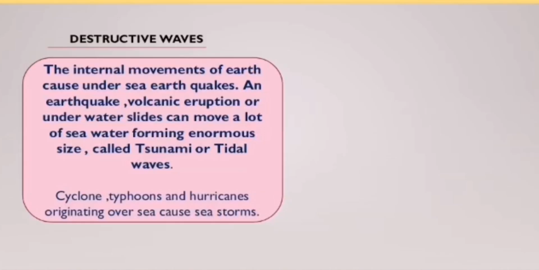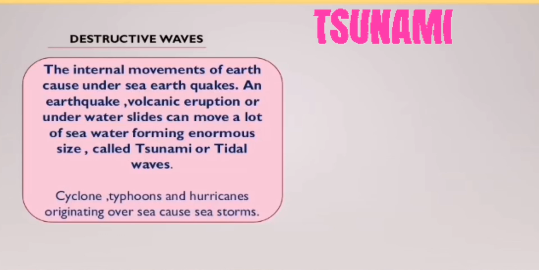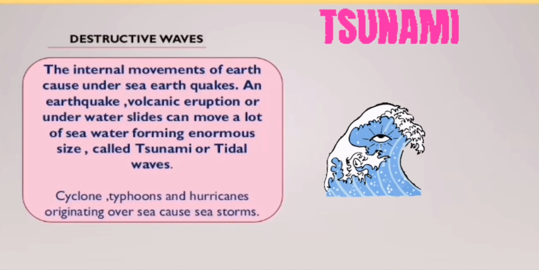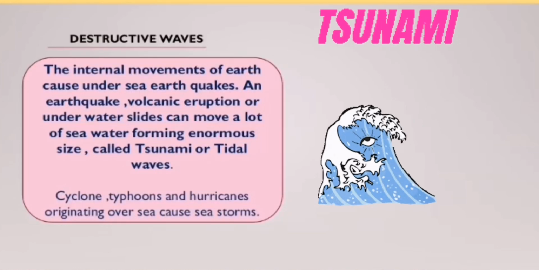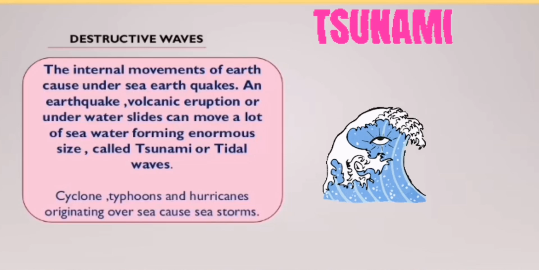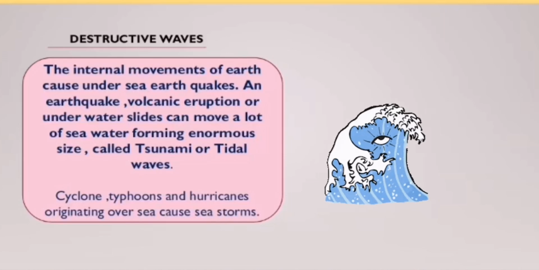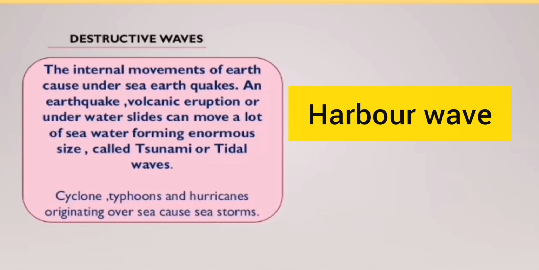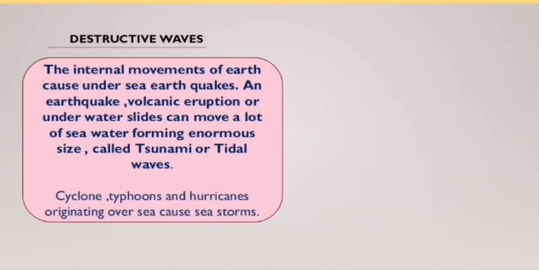Next, destructive waves. The internal movements of the earth cause undersea earthquakes. An earthquake, volcanic eruption, or underwater landslide can move a lot of seawater, forming enormous tsunami or tidal waves. Tsunami is a Japanese word that means harbor waves. Tsunamis are called tidal waves, but they are not caused by tides. They are seismic sea waves.